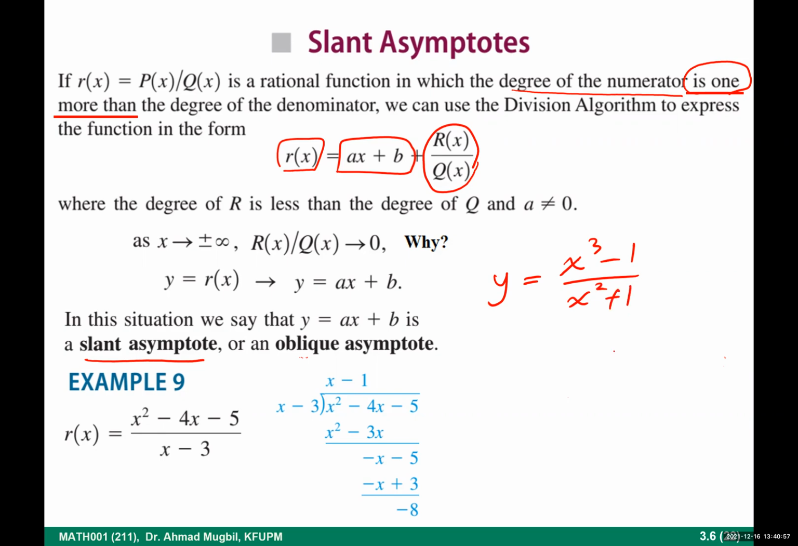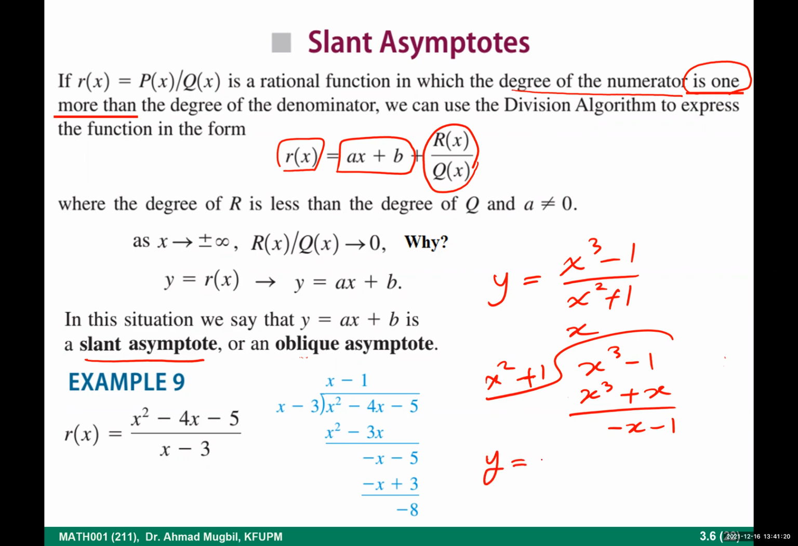Is there a slant asymptote here? What will it be? Now, I don't know if it will work, but let's try this. So you will have here x to the power 3 plus x, right? So what we have here is negative x minus 1. We will stop here. That's it, right? Now you will have y equals x. Y equals x is the slant asymptote. The quotient is the slant asymptote.